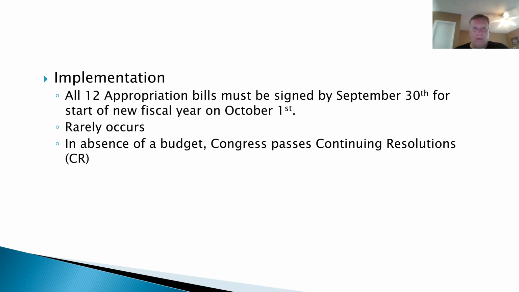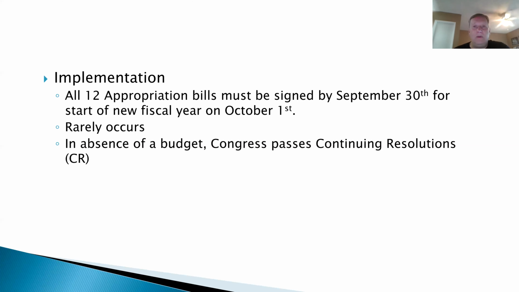Problem with that, though, is that it rarely happens. It is very rare that all 12 appropriation bills get passed by the Congress, signed by the president, in time for the new fiscal year to begin on October 1st. That rarely occurs. So what does Congress do when that doesn't occur? Well, one thing Congress will do is once we get to October 1st, let's say that agriculture appropriation bill has not yet been passed and signed by the president. We don't have authority to spend money on any agriculture program on October 1st unless we do something.